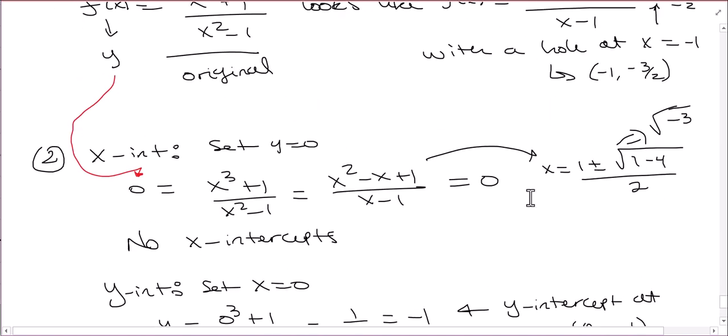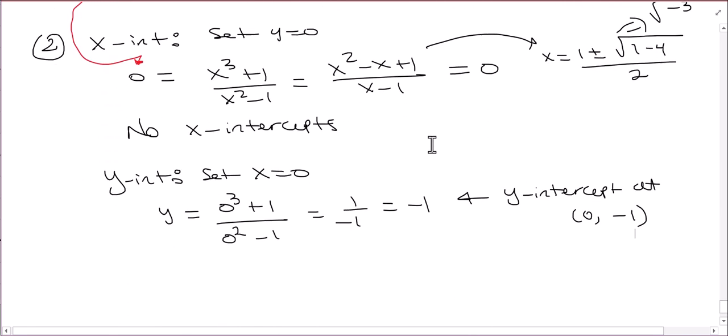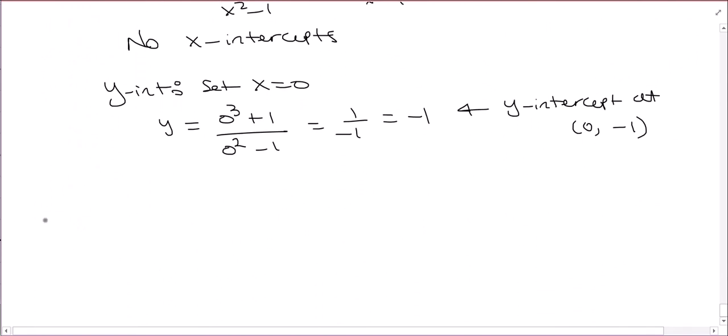Okay, so we have our domain, we have our intercepts, and the next step is to find our asymptotes. So are there any vertical asymptotes?